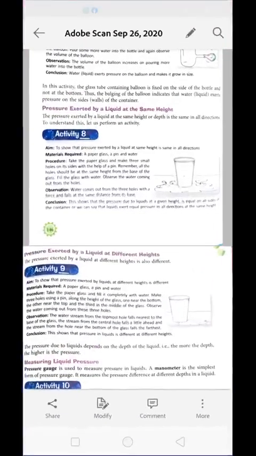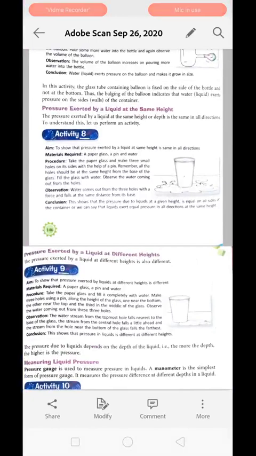Clear? With the help of this figure, it is clearly shown that pressure due to liquid at a given height is equal on all sides of the container, or we can say the liquid exerts the same pressure in all directions at the same height. Now next is pressure exerted by liquid at different heights. What will happen if the pressure is exerted by liquid at different heights? Actually, the pressure increases with the increase in depth of the liquid. As the depth of the liquid increases, the pressure applied by the liquid also increases.